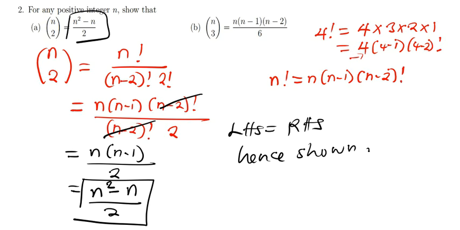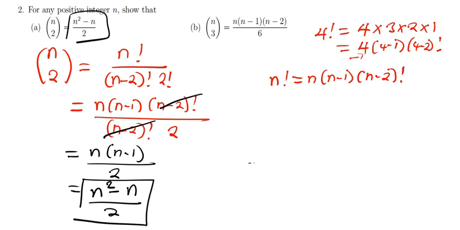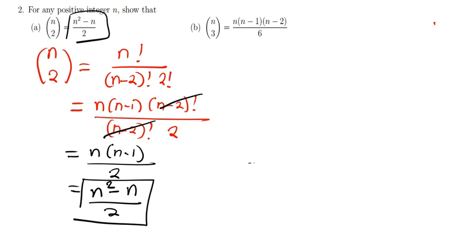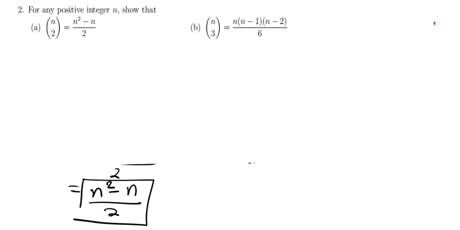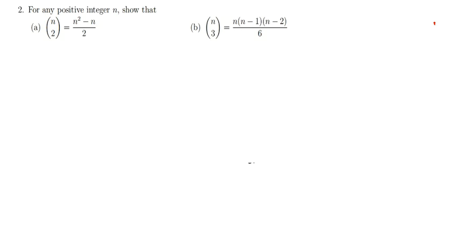As simple as that. Now, using the same concept, guys, try to pause the video, solve part B, and compare with the answer that I'm going to find. So there we go. We have this part that is going to be n choose 3, that becomes n factorial divided by n minus 3 factorial times 3 factorial.